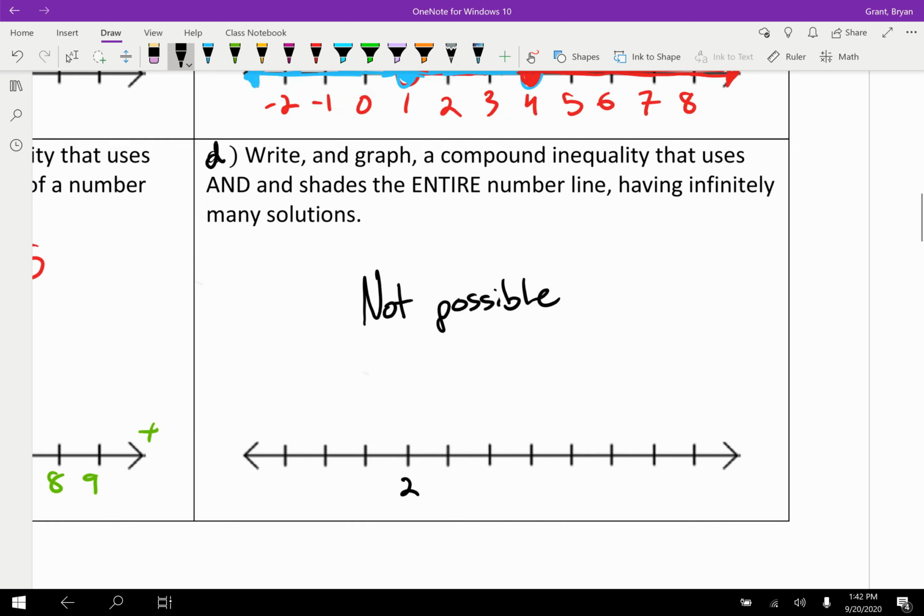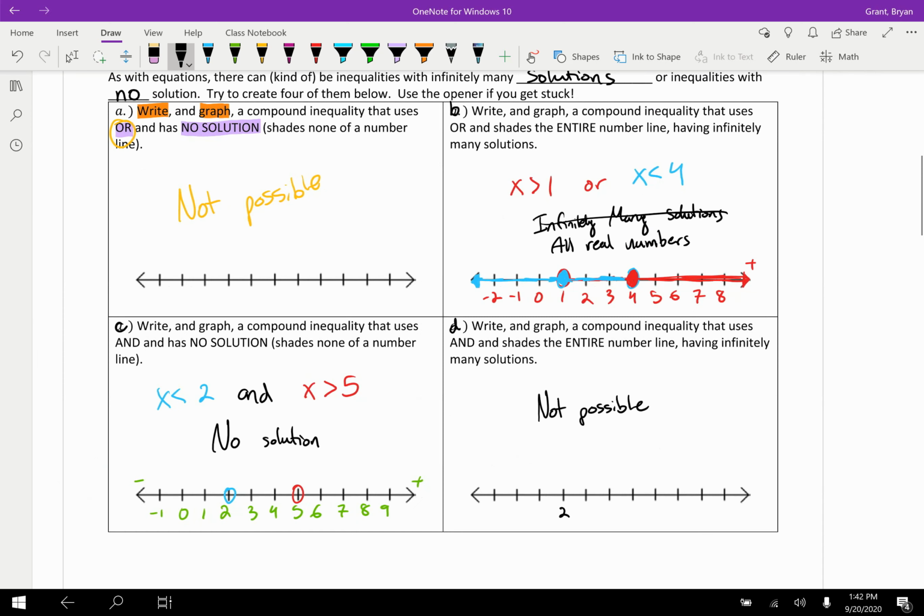So I think this is actually going to be something that is also not possible. Now, I don't think any problems here are going to try and trick you. You're probably not going to get any ones like A and D here. However, it's certainly possible that you'll get problems where you either shade the whole number line or none of the number line. So keep that in mind. A and D are really just little bonuses, but B and C definitely happen.